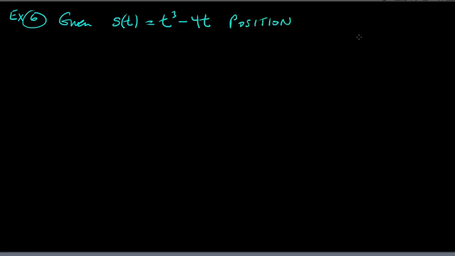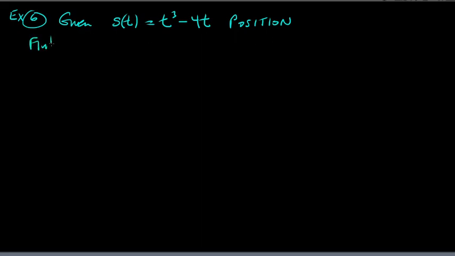I know I'm using colors all over the place here, but typically I like to write the problem in blue and then the answer in either green or yellow. So let's suppose we're given a function s of t equals t cubed minus 4t. And this will be the position function of some object. It doesn't matter. It could be a car. It could be a spaceship traveling in space. It's the position of some object.